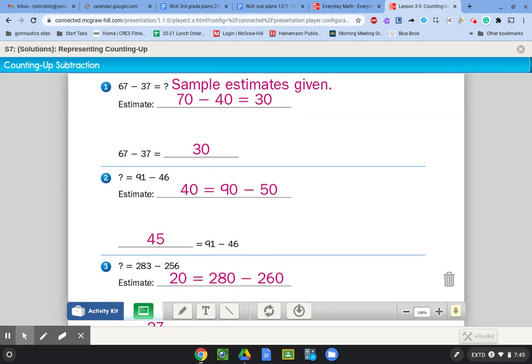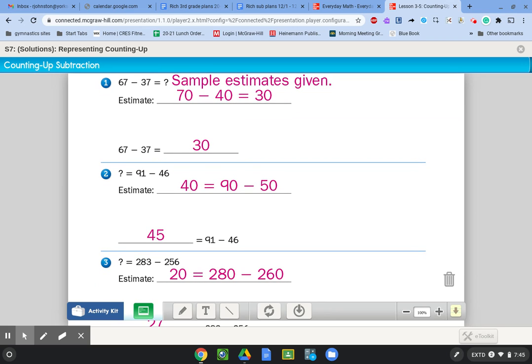I'll leave that on the screen. You can check number 2. What equals 91 minus 46? Remember, we always read from left to right. We never go backwards and say 46 minus 91. So this is what equals 91 minus 46. You could have used 90 minus 50 and gotten 40 as your estimate. And then using the counting up technique, counting up from 46 to 91, you should have gotten 45. 45 and 40 are pretty close, so you know that your answer makes sense.